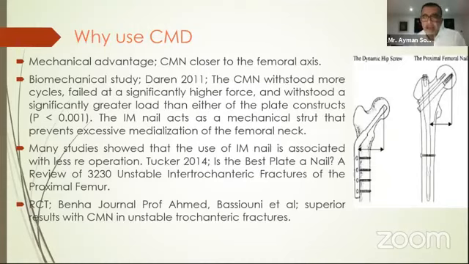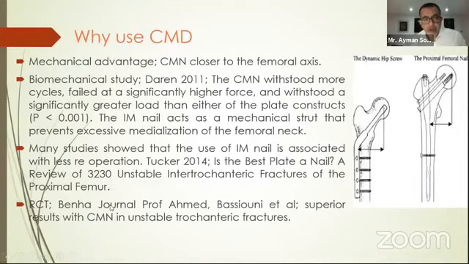Because they have a mechanical advantage. They are closer to where the load is applied. There's less of a lever arm. So biomechanical studies show that cephalomedullary nails will withstand more cycles before failing at higher forces than an extramedullary device. And many surgeons have even stated that the best plate is a nail. And these are reputable researchers looking at huge numbers of patients.